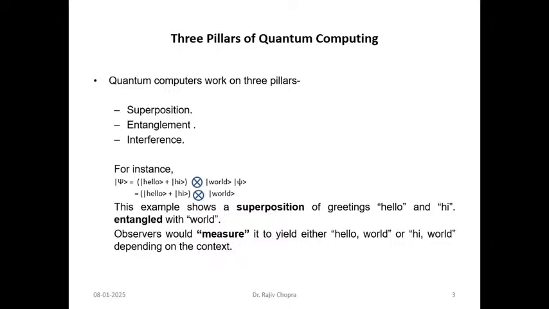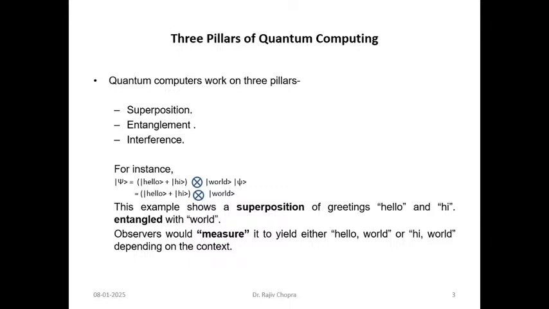Then the second pillar on which it works is entanglement. Entanglement means, if I know the state of one qubit, I can find out the state of another qubit, irrespective of how far they are. If entanglement is not there, then the qubits will not survive. Then interference also plays an important role in quantum computing, because of this interference, which is either constructive or destructive, we can make out the final state. We will see that slowly.